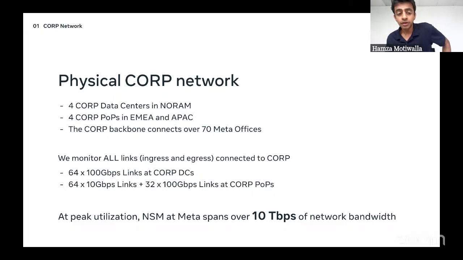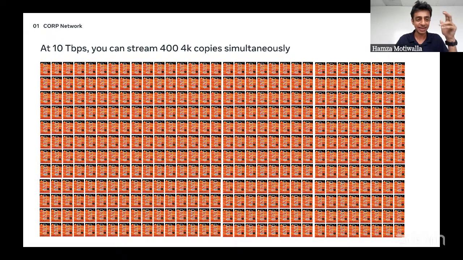That being said, we tap about 6,400 gig links at our Corp DCs, and we tap so many more links at our Corp POPs. At peak utilization, if the entire Corp backbone is saturated, NSM at Meta spans over 10 terabits per second, which means that we need to capture and monitor 10 terabits per second of network bandwidth. To give you an insight on what that looks like, you can stream 400 4K copies of Dune simultaneously. And that, in my head, just like the scale at which we run our enterprise network itself, sometimes amazes me.